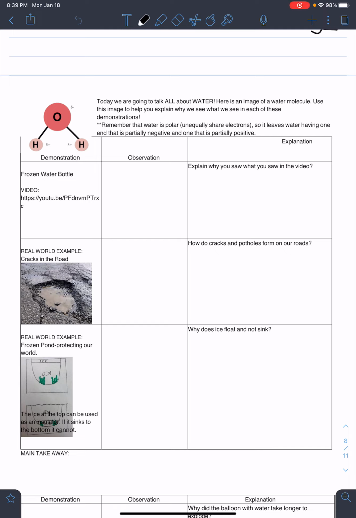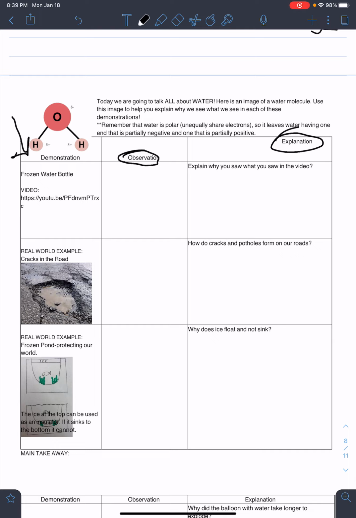So hopefully you were able to do and watch all of these demonstrations right here, and you're able to fill in this observation section. That's just things that you notice during the video. Anything you put is right. And we're going to be talking about this explanation section on this side of things. And so again, I'm not going to be grading this explanation part super hard either, so I just want to see that you're thinking about those observations and trying to explain them using water and its polarity, and explaining why we see the things that we do.